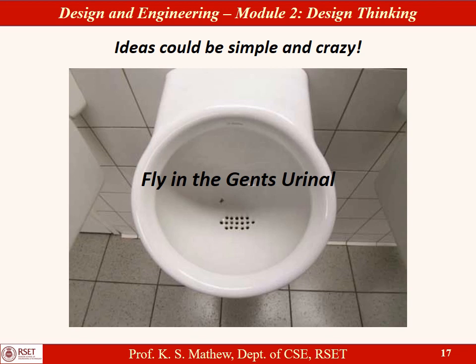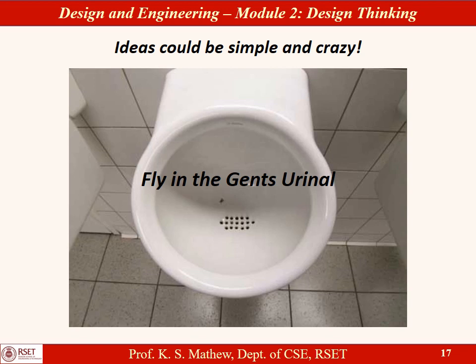And after trying this solution, the problem came down by 80%. 80% of the problem was solved by this simple solution. So what happens is, when the gents see this fly inside the urinal, they like to wash it away. When they see that, they think they can wash it away, and they try to focus on that. That resulted in reducing the spillage of urine on the floor.